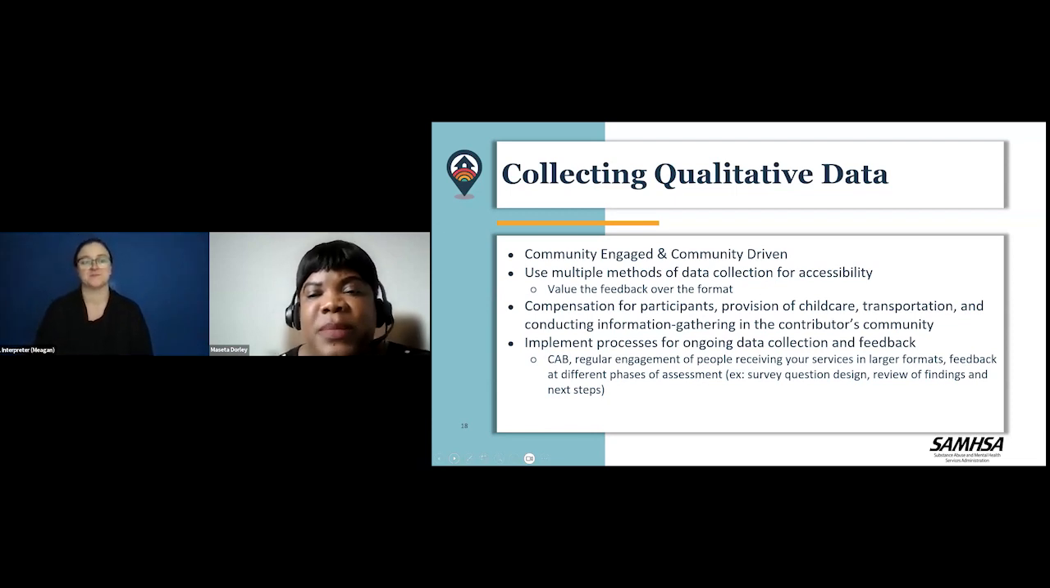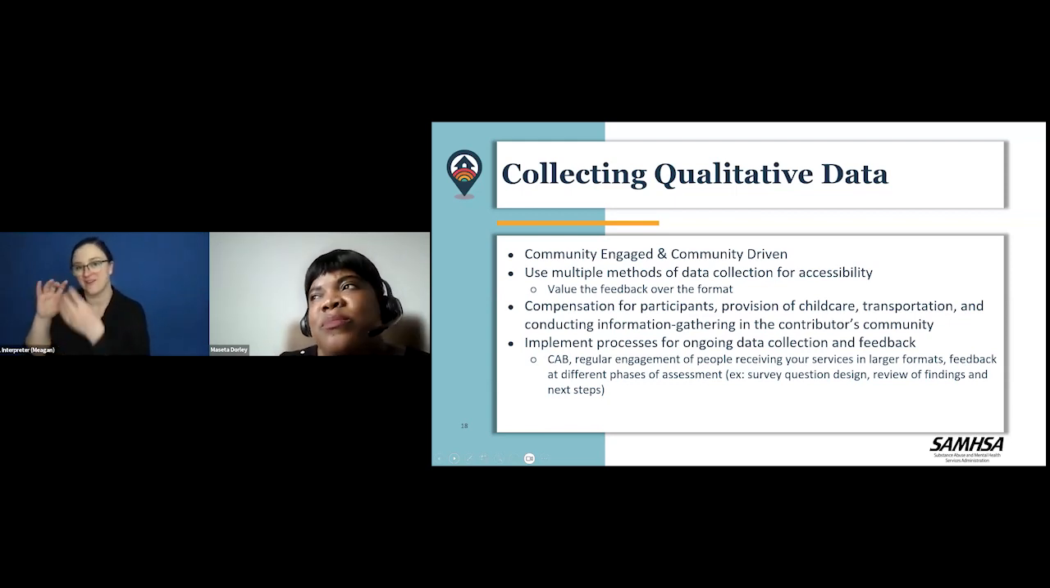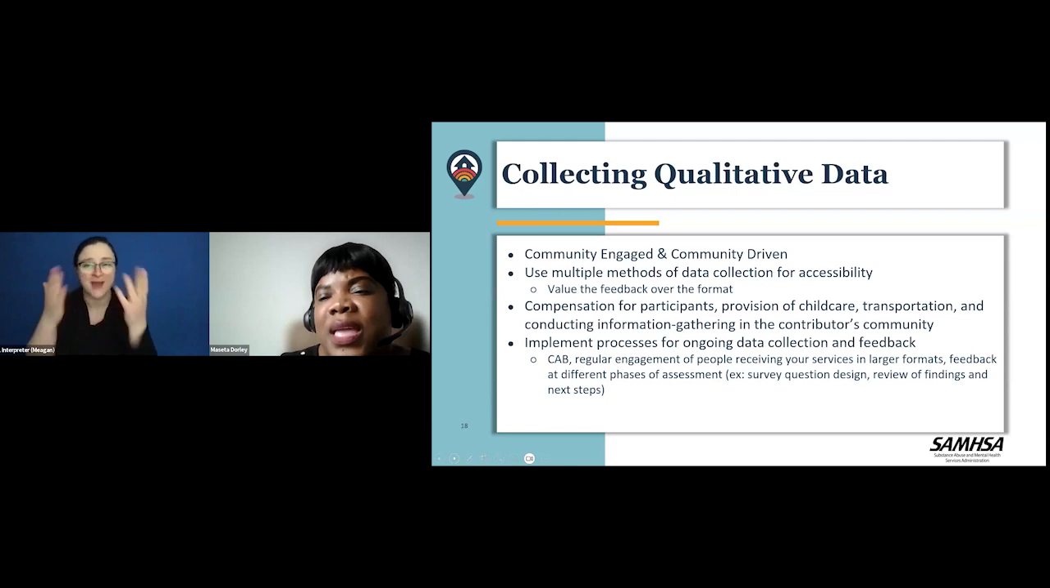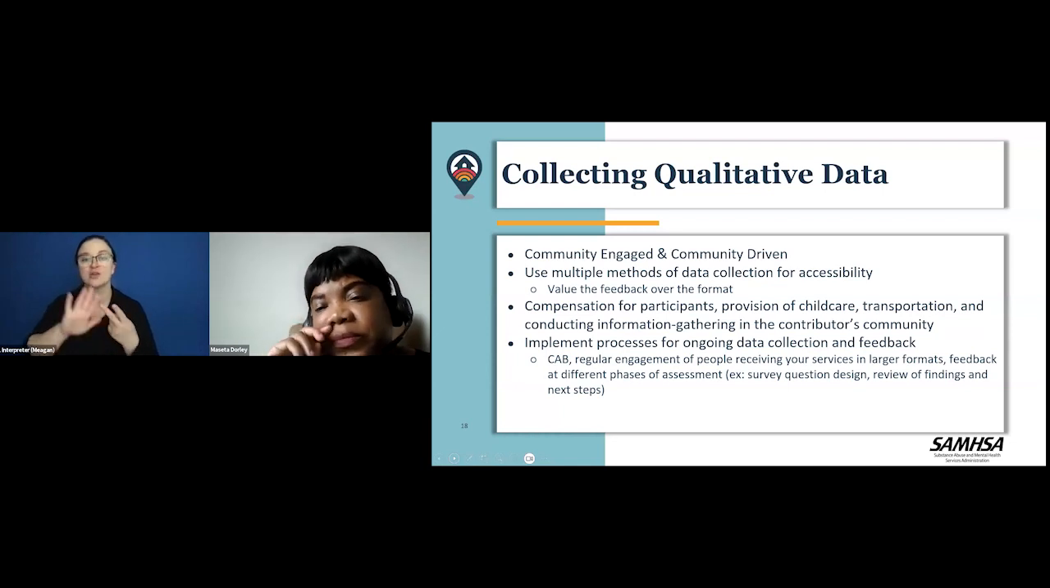Organizations and communities must be sure to implement processes for ongoing data collection and feedback. You can do it through many ways, but you really need to have that ongoing feedback. Again, as we stated, it's important to establish a continuous feedback loop because it shows your commitment to be transparent and your commitment to be a partner in that regard. And internally, you can have a consumer advisory board that is filled with community members.